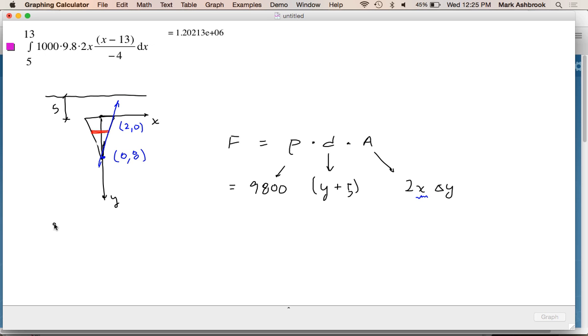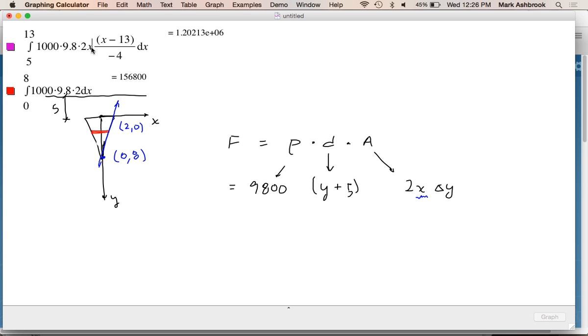Let's do it. Here we go. Okay, so now our bounds are going to go from what to what? 0 to 8. Okay, yep, we're going to go from 0 to 8. It's going to be 1,000 times 9.8 again, times 2.